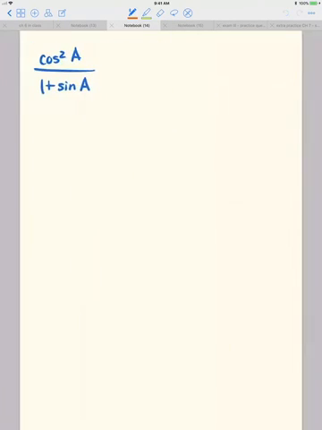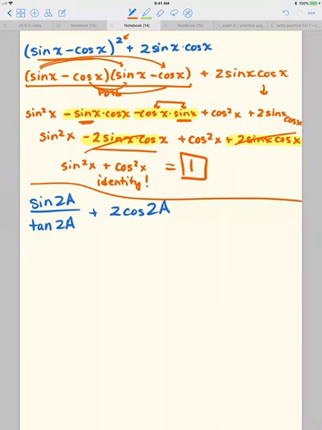All right. Next one here uses an angle of 2a. So we have the sine of 2a divided by tangent of 2a. Since I have this tangent function in here, I'm just going to go ahead and rewrite tangent as sine of 2a over cosine of 2a. And that's in the denominator.